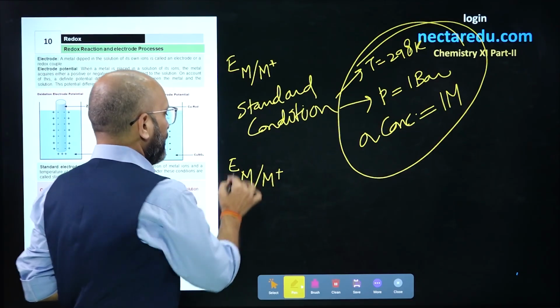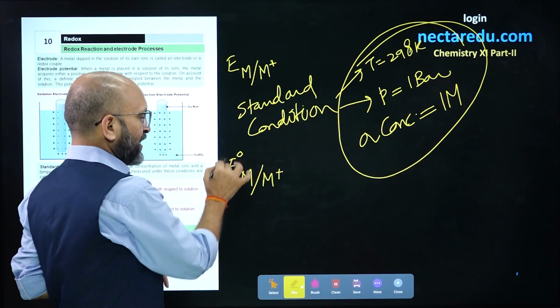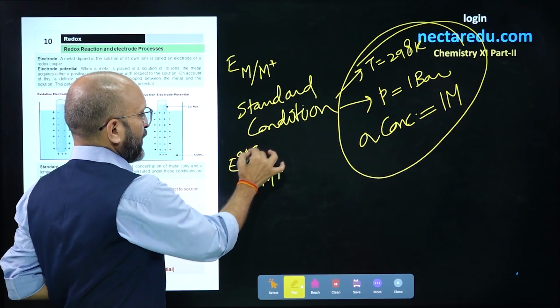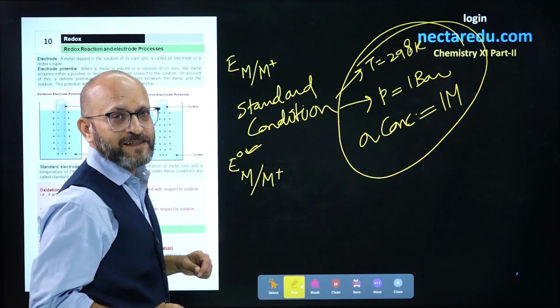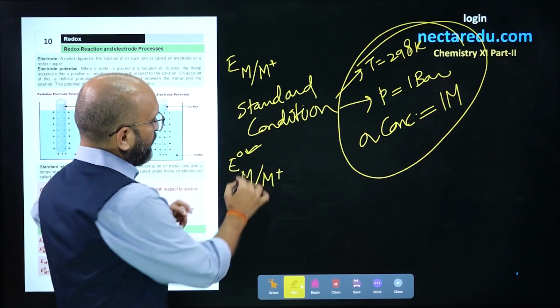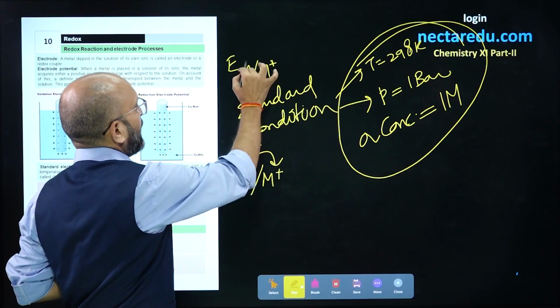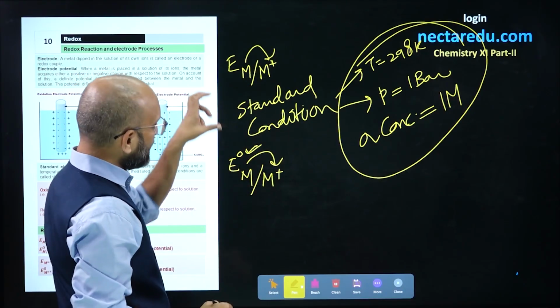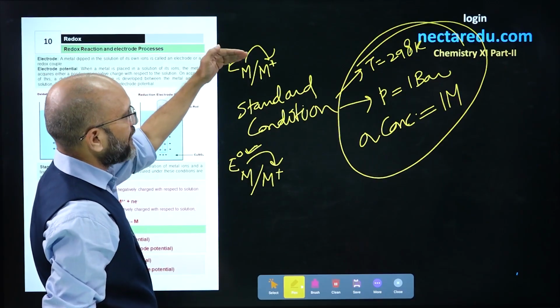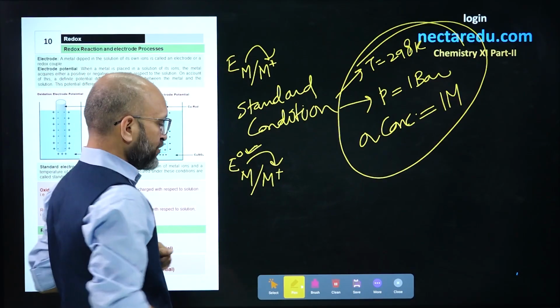Everything will be the same. Just to represent the standard condition, we put a naught out here. So E° means conditions are standard. M to M⁺, oxidation is happening, standard oxidation potential, E° M to M⁺. So this is the oxidation potential representation, under normal condition and under standard condition.